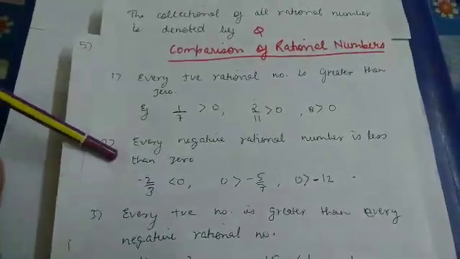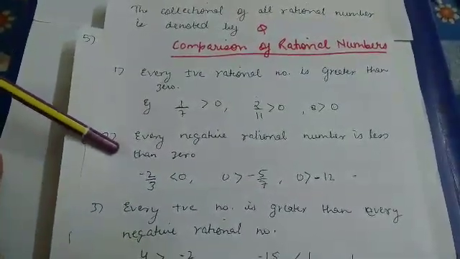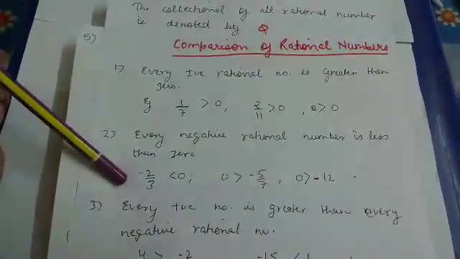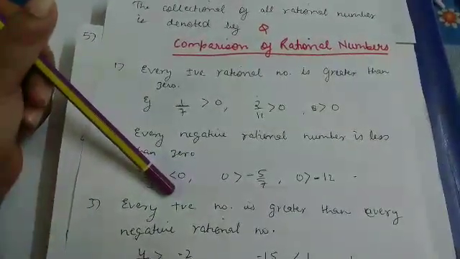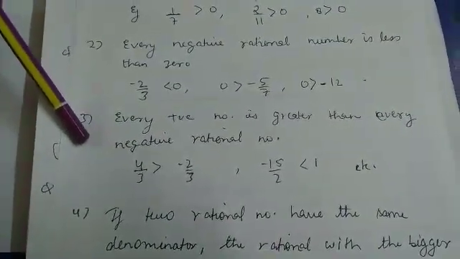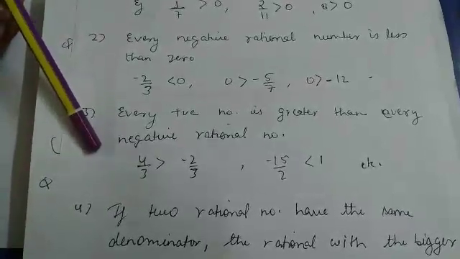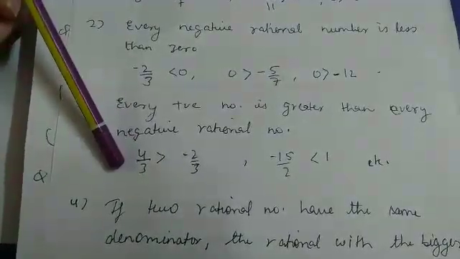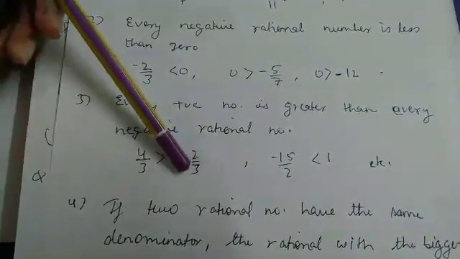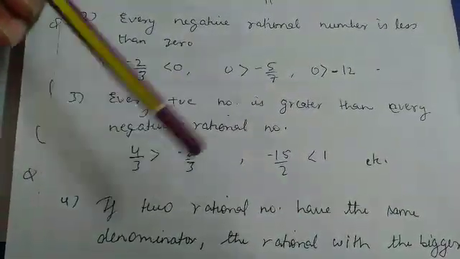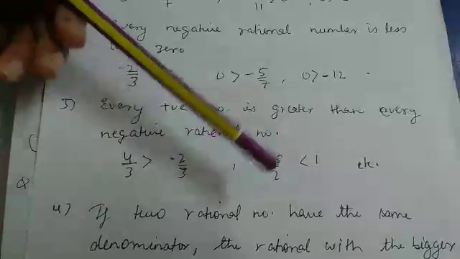Next, every negative rational number is less than 0. All the rational numbers with the negative sign are always less than 0. Getting my point? Now next, every positive number is greater than every negative rational number. A rational number with a positive sign is always greater than a rational number with a negative sign. 4/3 is always greater than -2/3. -15/2 is always less than 1. Now next point.